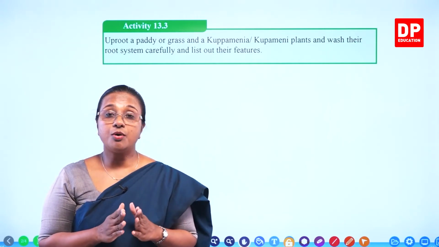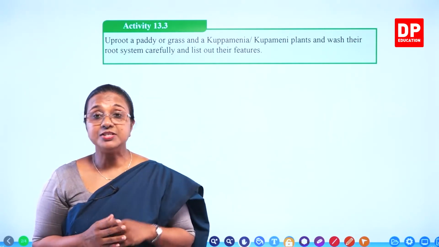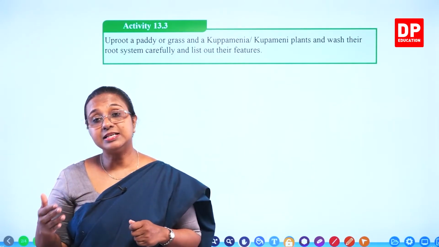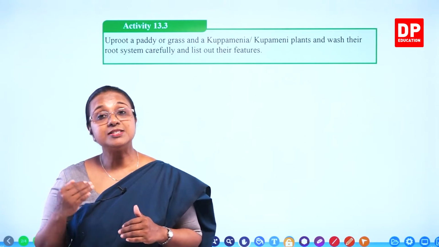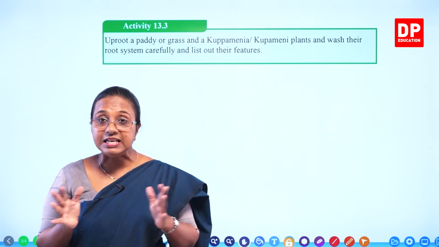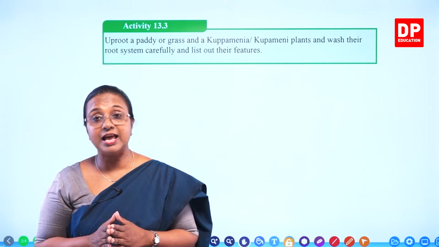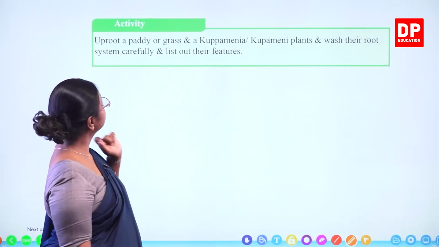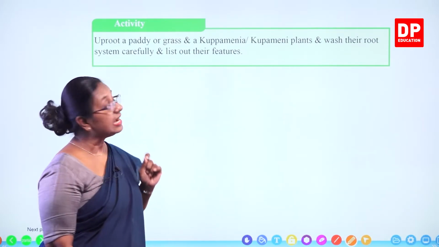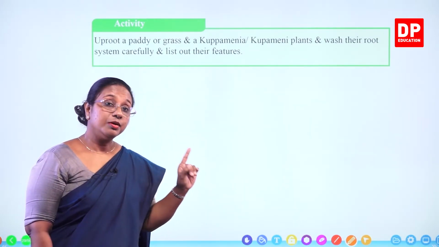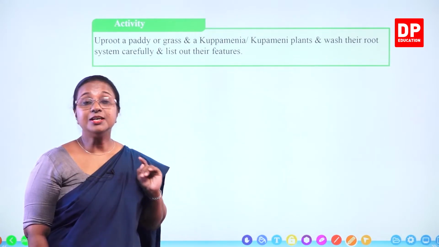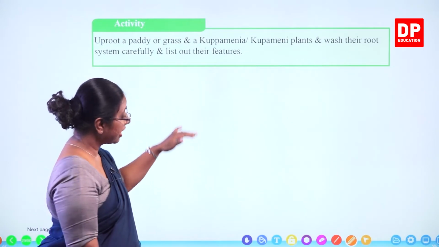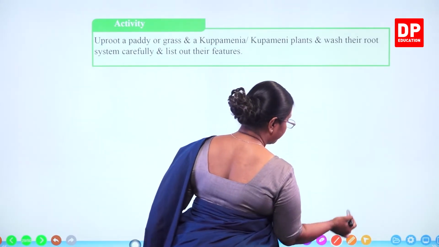So grass or paddy, the first two plants, those are monocots, whereas the Cupomania plant is a dicot plant. And those are some of the features that differ in these two monocot and dicot plants. So you all were able to understand the features of paddy or grass and Cupomania plant. Paddy or grass, I told you all, is a monocot plant, whereas Cupomania is a dicot plant. I'll write down some of the features that we observed.